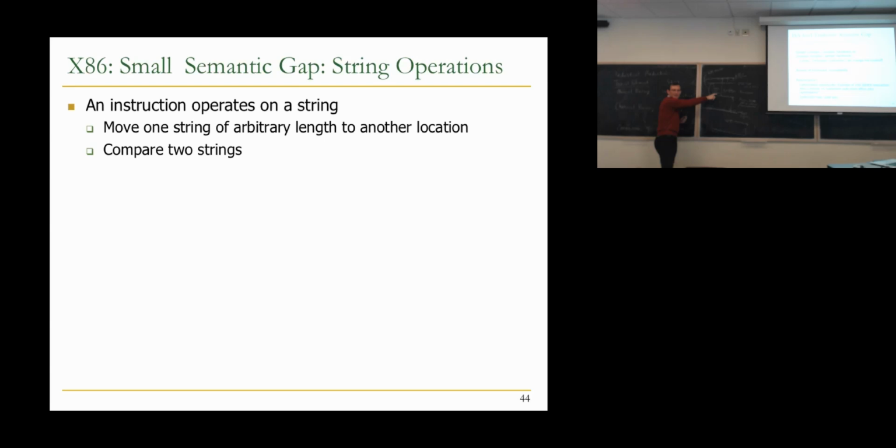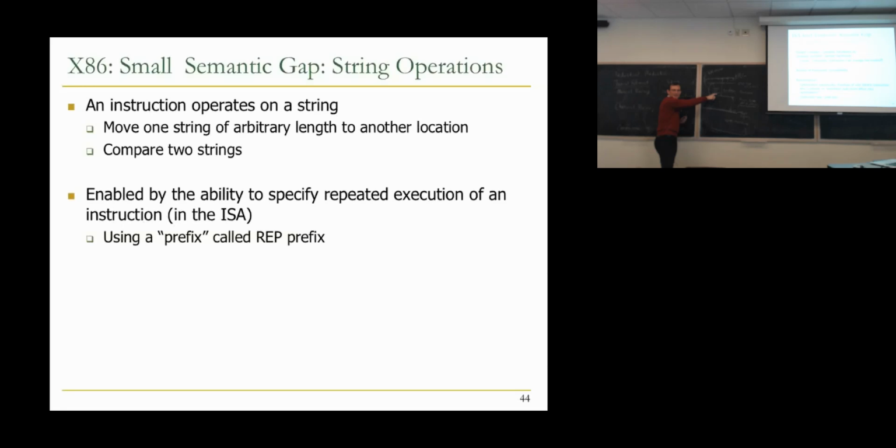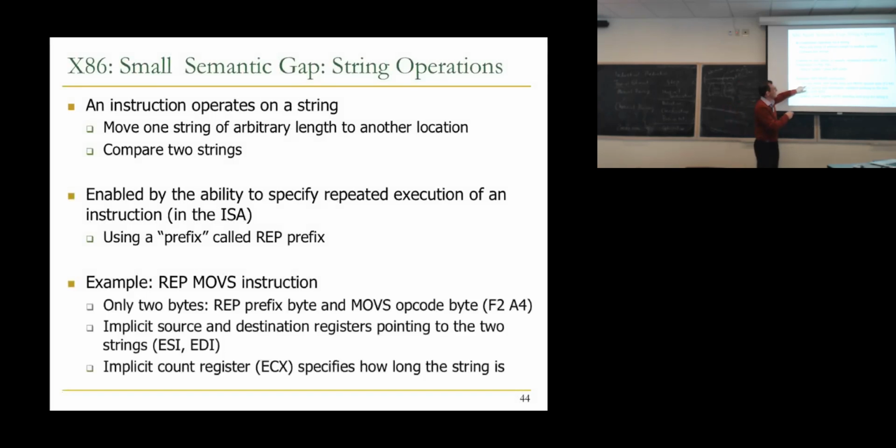Instruction opcode is moveS, move string, but you prefix it. Prefix is kind of a part of the instruction that specifies whether or not you should repeat this instruction. Do it repeatedly. The instruction is only 2 bytes, actually. You have a repeat prefix byte and a moveS opcode byte, these two, which is really simple, right? Well, simple in terms of decoding. You have implicit source and destination registers pointing to the two strings.